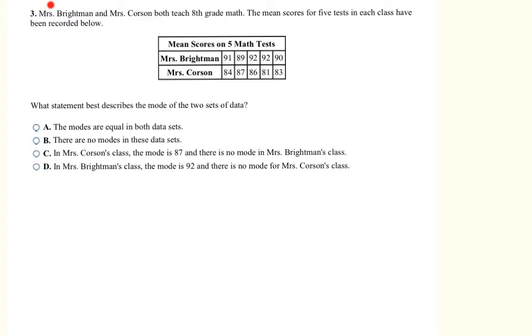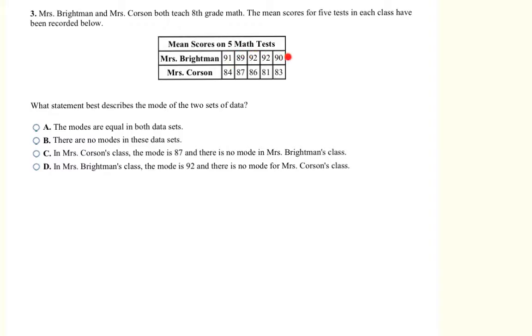This problem says Mrs. Brighton and Mrs. Carson both teach 8th grade math. The mean scores for the 5 tests in each class have been recorded below. Which statement best describes the mode of the two sets of data? So mode is the number that occurs the most.